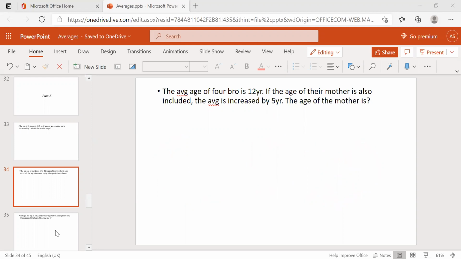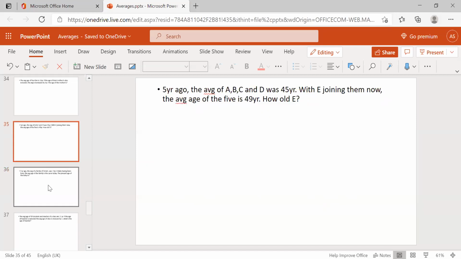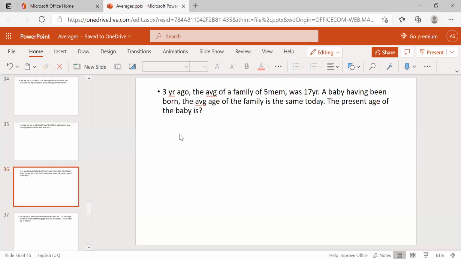Okay, now come to this one. 3 years ago, the average of a family of 5 members was 17 years. A baby having been born, the average age of the family is the same today. The previous was 17 and now also same. The present age of the baby is what they're asking here. Present age of the baby who joins their family newly.